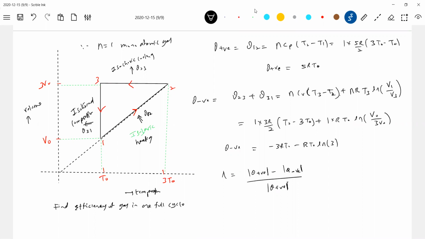So not only this, for any graph we are in a better position now. Let's not get scared of only PV graphs. Let it be a PT graph, VT graph, or even a pressure versus density graph.